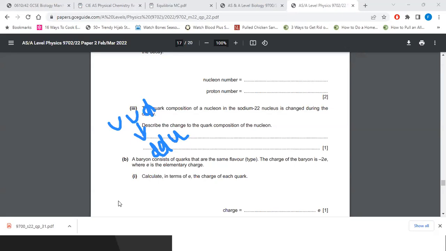Remember, they're not even asking you to tell the type of quark, right? They're simply saying tell the charge on the quark. They have even told you that the quarks are the same. It's not even like it's composed of different quarks. It's composed of the same quarks.